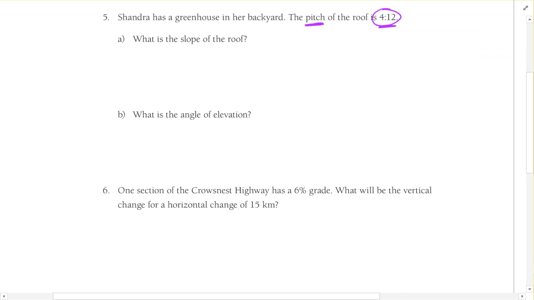Okay, and then the next one, what's the angle of elevation? So for angle, remember, tan theta is equal to rise over run. Okay, so we're looking for the angle. So that's that time where you do the funny thing with tan, the tan inverse thing. That's that one. All right.